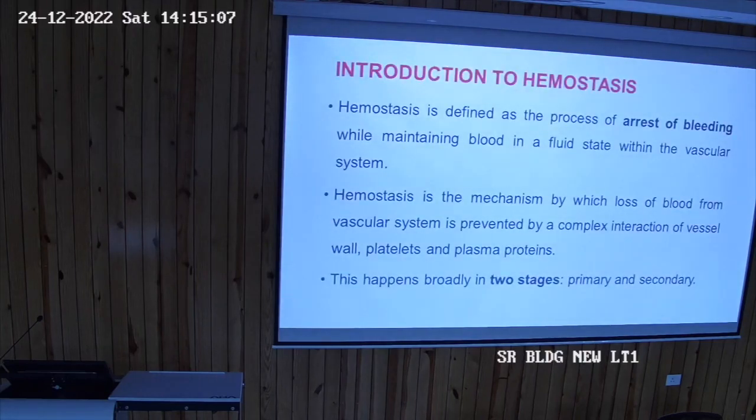Okay, hemostasis is defined as the process of arrest of bleeding while maintaining the blood in a fluid state. That you get them. While maintaining blood in a fluid state within the vascular system. It is the mechanism by which loss of blood from the vascular system is prevented by a complex interaction of vessel wall, platelets and plasma proteins. This broadly happens in 2 stages, primary and secondary.